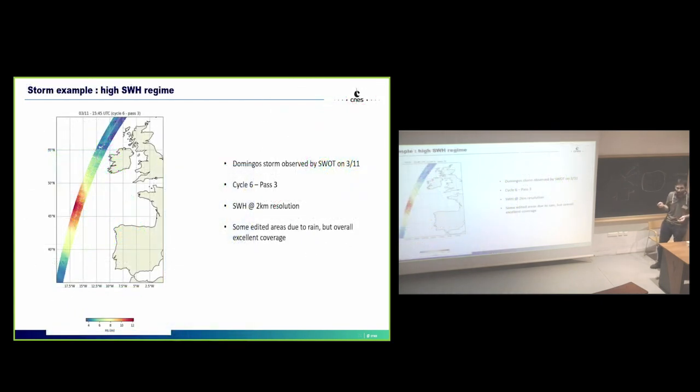Last example. We've looked at the very low SWH regime in this lagoon, and it's sensible. This was an example of a storm where the SWH peaks at about 12 meters, somewhere here. This is the Domingo storm, last November.